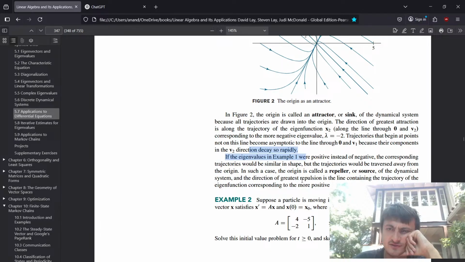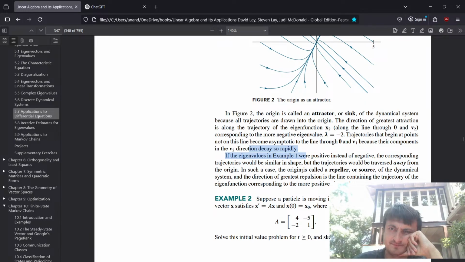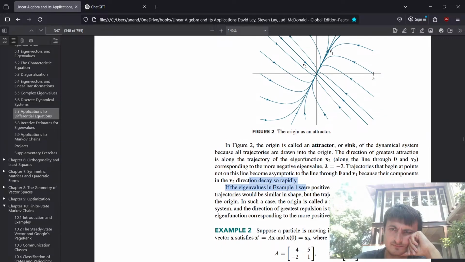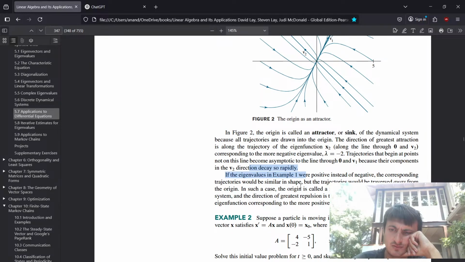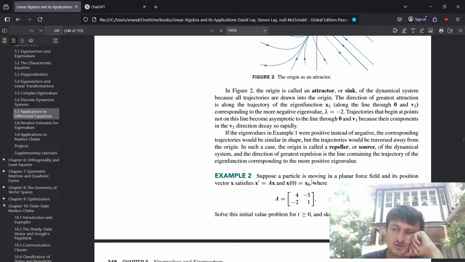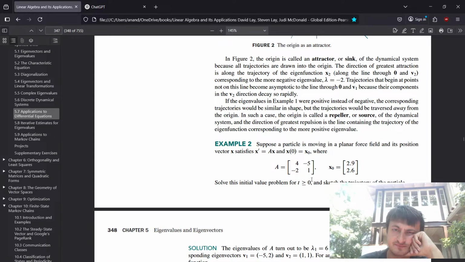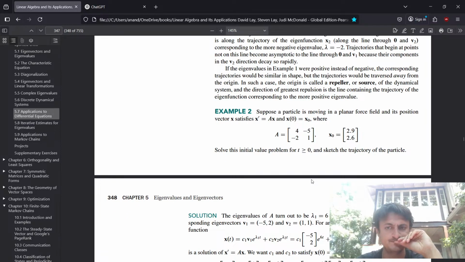If the eigenvalues in example 1 were positive instead of negative, the corresponding trajectories would be similar in shape, but the trajectories would be reversed, away from the origin. In such a case, the origin is called a repeller or source of the dynamical system, and the direction of greatest repulsion is the line containing the trajectory of the eigenfunction corresponding to the more positive eigenvalue.